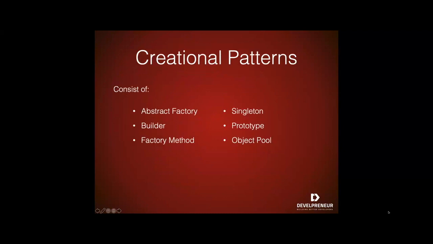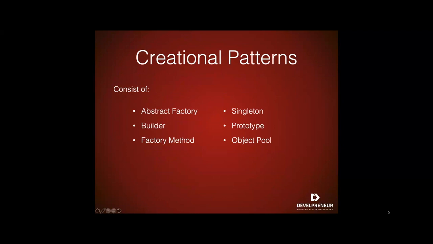So let's look at the different types of patterns for each, starting with creational. Creational patterns typically consist of things like the abstract factory, builders, factory methods, singletons, prototypes, and object pools. An abstract factory creates an instance of several families of classes, whereas builders separate an object's construction from its representation. Factory method creates an instance of several derived classes.